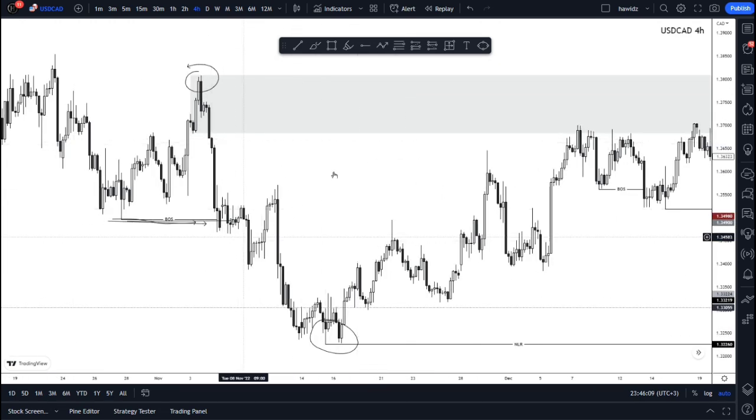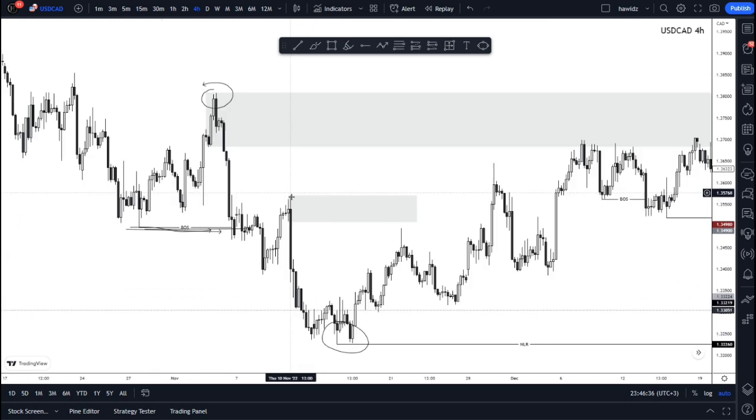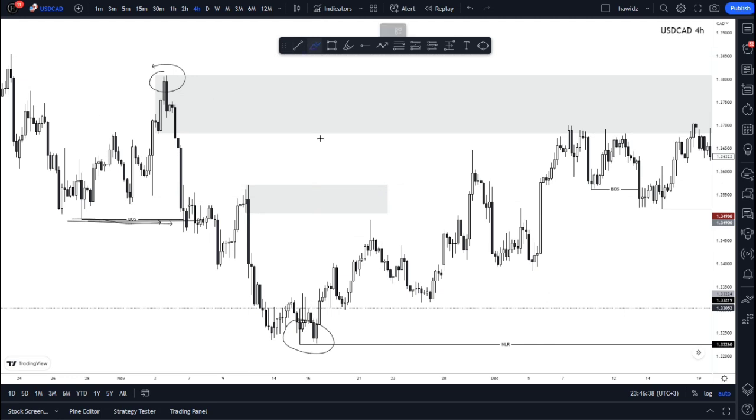broke this structure. But we also had that, I don't know what they call it, discount level. We also had this, I normally call them intermediary, or continuation, right? So we also had this continuation area of supply right here, in which price broke structure, made this intermediary high, and then broke again.